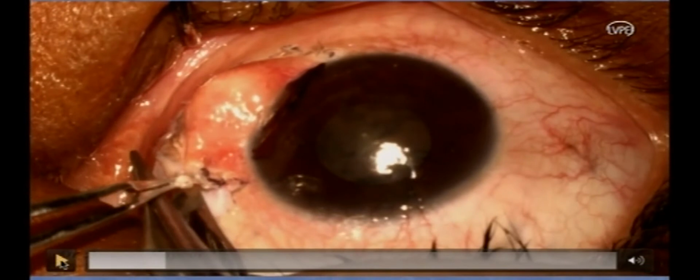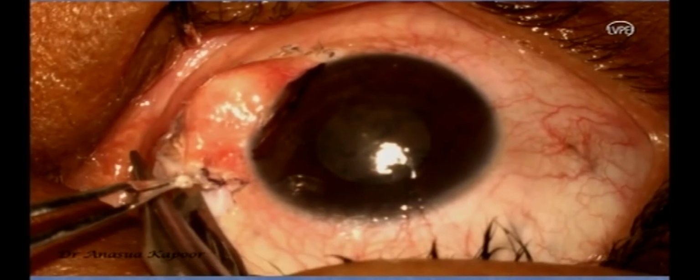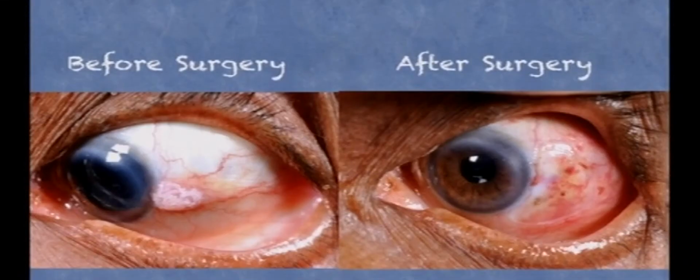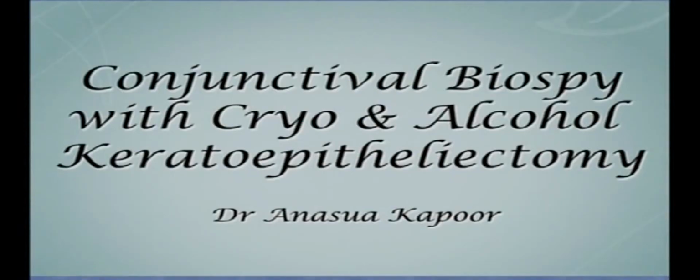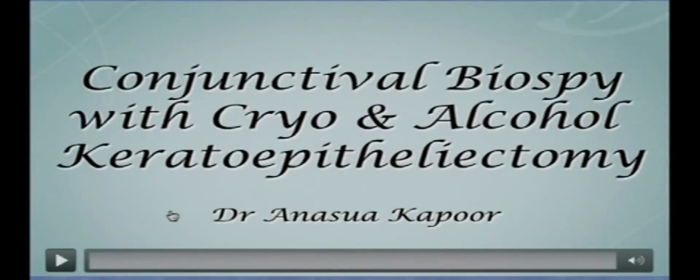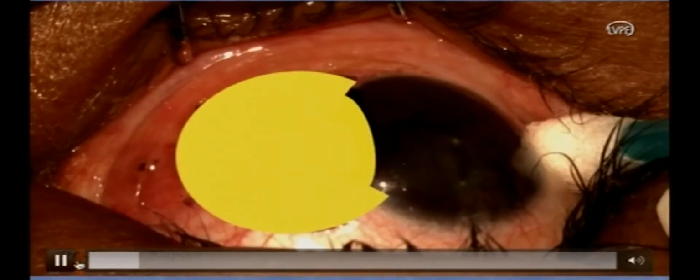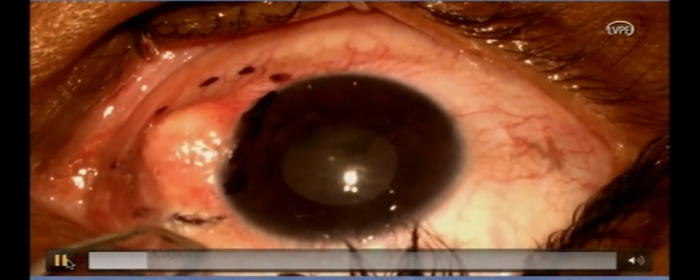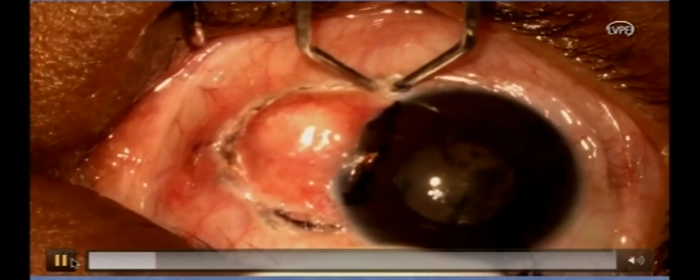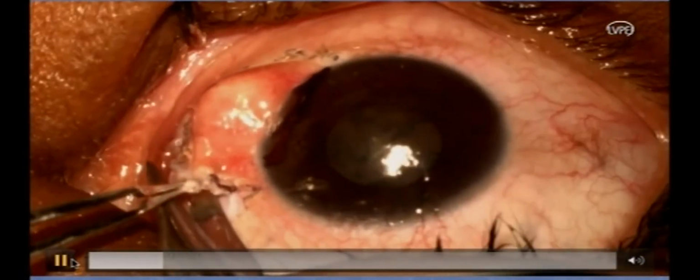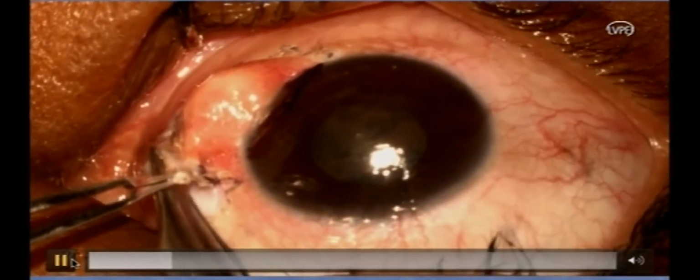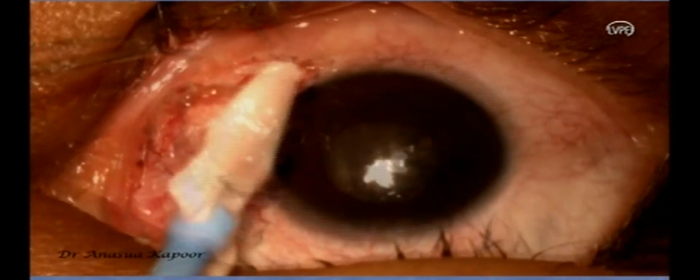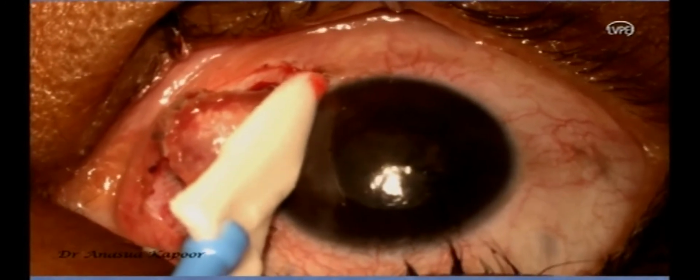So this is the excision of the tumor from the scleral bed. This needs to be done very gently. The removal of the tumor from the bed needs to be done very gently, to the undersurface of the tumor, so that there are no tumor cells left on the bed.